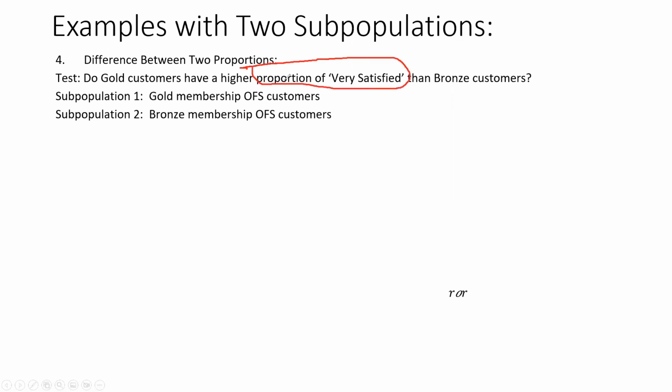Now, proportion is just one category value within the categorical variable of satisfaction. And that's how you have to develop hypothesis tests when you have categorical variables.